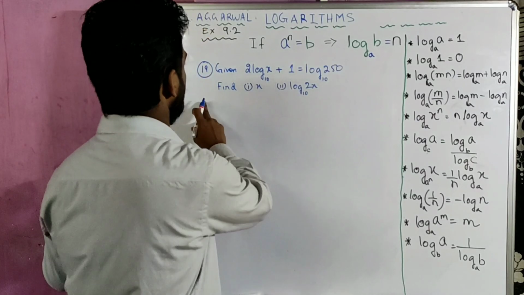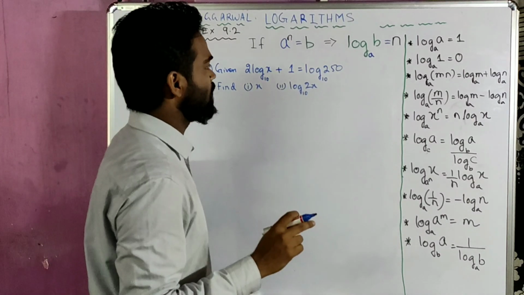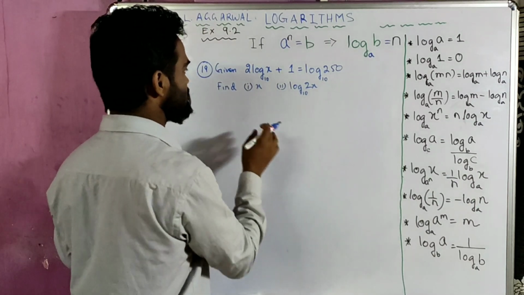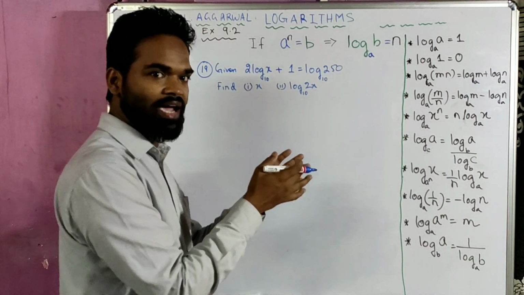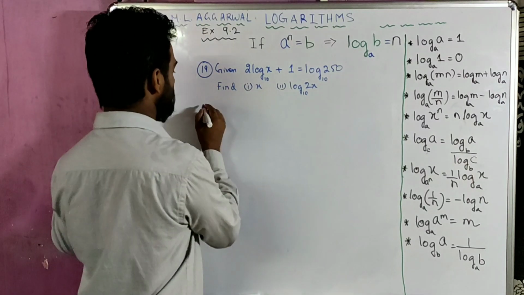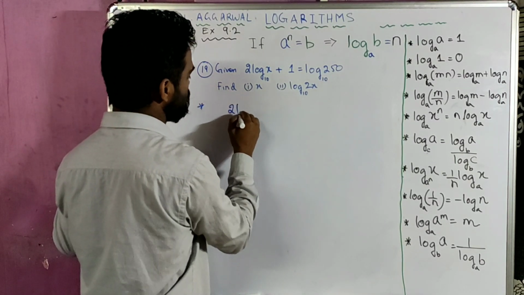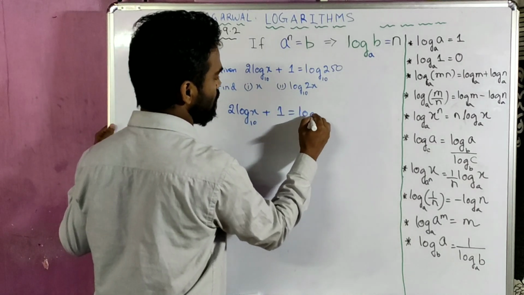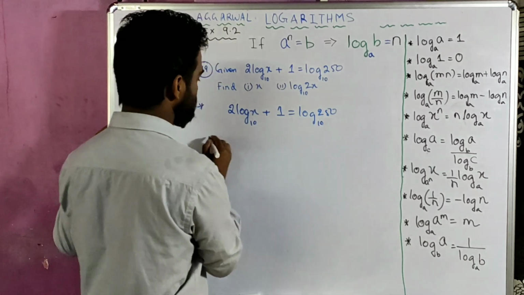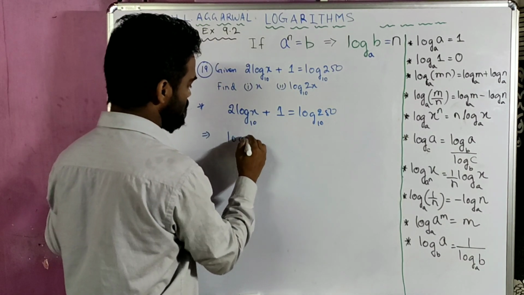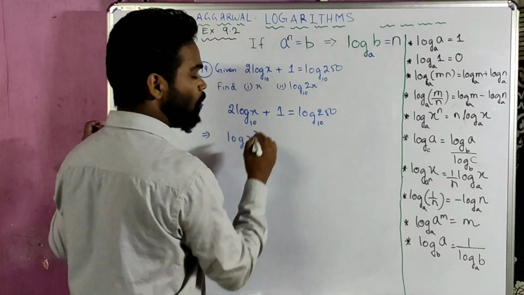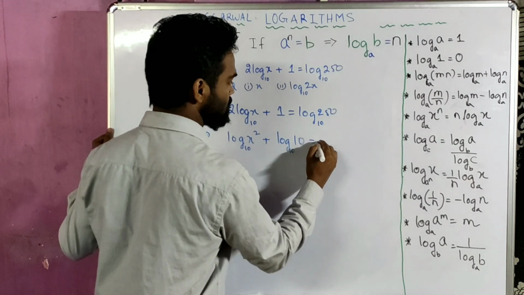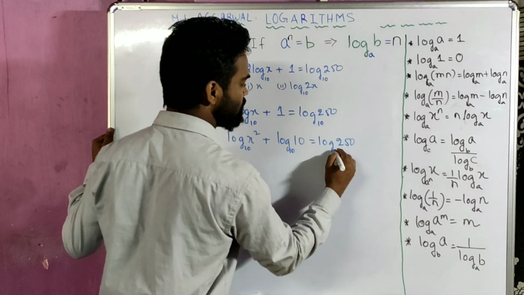Now look at sum number 19. Given 2 log x plus 1 equals log 250, bases are 10. Find x and log 2x. Very simple. We have to bring the left hand side and right hand side into a single log. Look over here carefully. This is 2 log x plus 1 equals log 250 base 10. This we can write as log x square base 10. 1 we can write as log 10 base 10. This is equal to log 250 base 10.